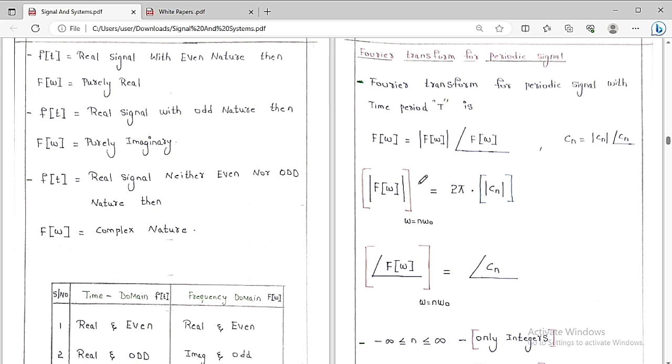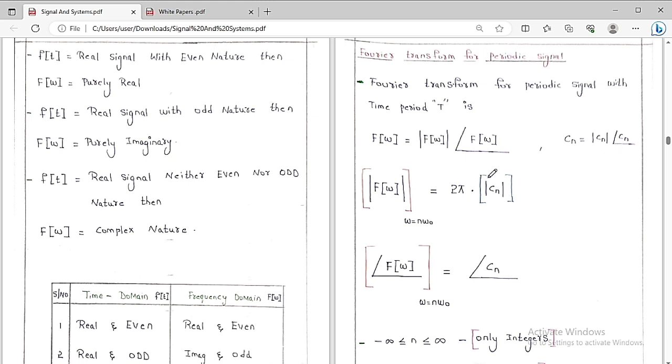So the magnitude of F(ω) at ω = nω0 is equal to 2π times the magnitude of Cn, and the phase angle of F(ω) at ω = nω0 is equal to the phase angle of Cn. The value n we get from the Fourier series coefficient ranges from minus infinity to plus infinity.